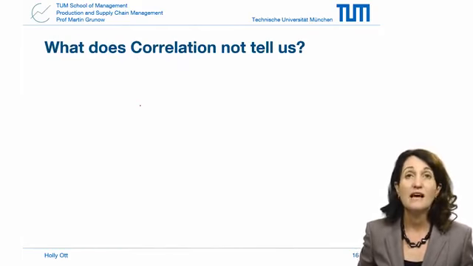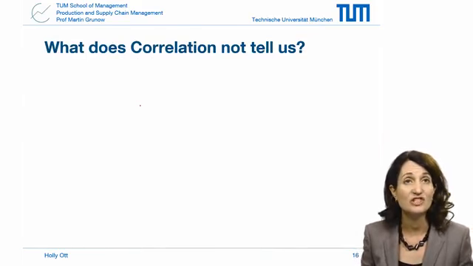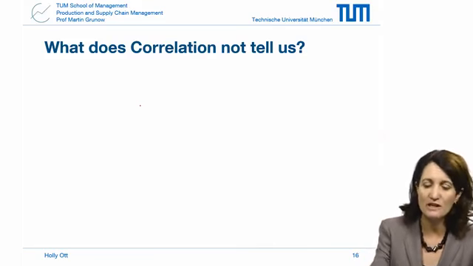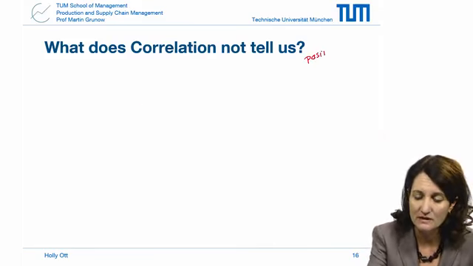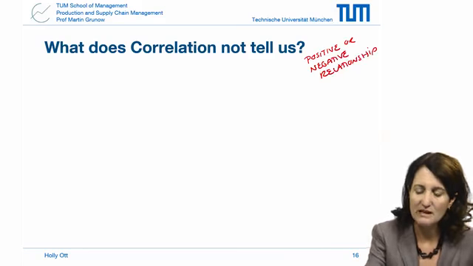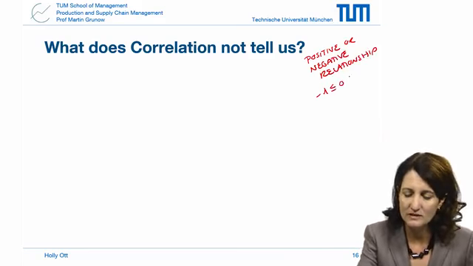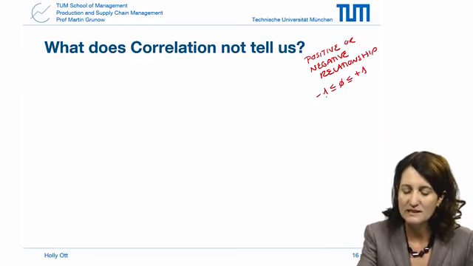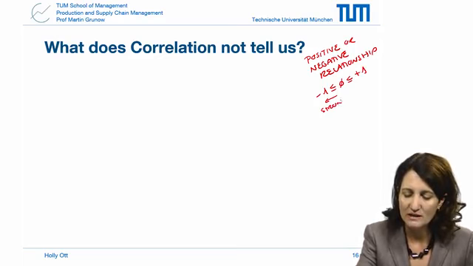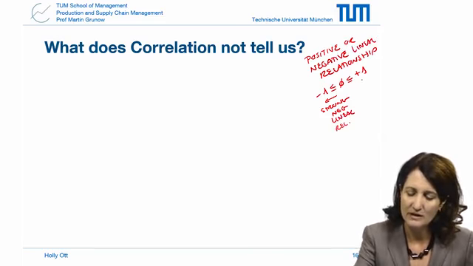So the last point I want to make there is, what does the correlation not tell us? So first of all, correlation tells us if it's a positive or negative relationship. And you've got this -1 less than or equal to R less than or equal to +1. You've got this idea that this is a strong negative linear relationship, linear again, and here you have a strong positive linear relationship.